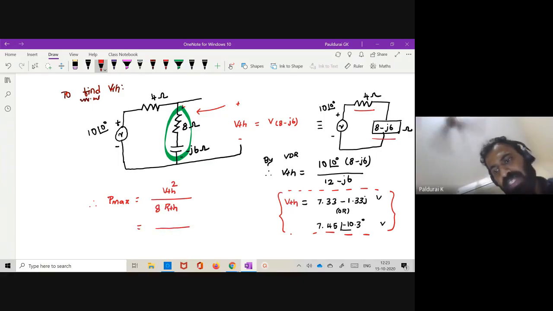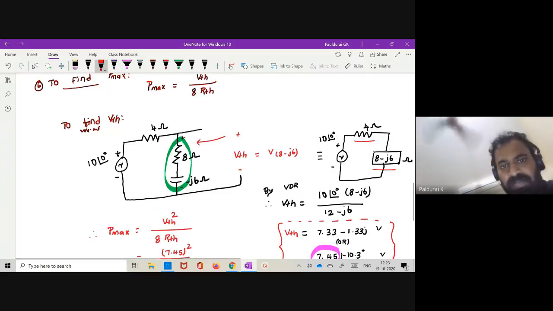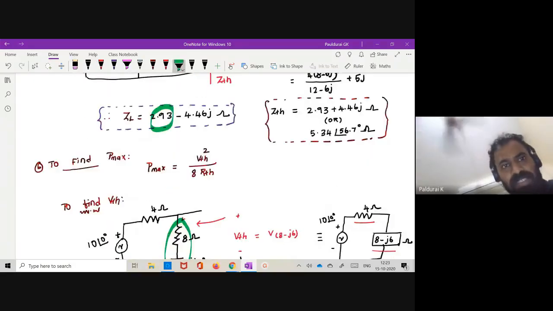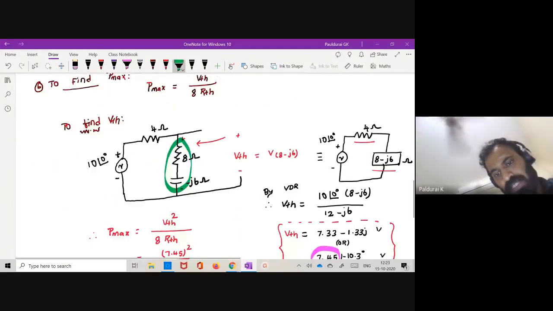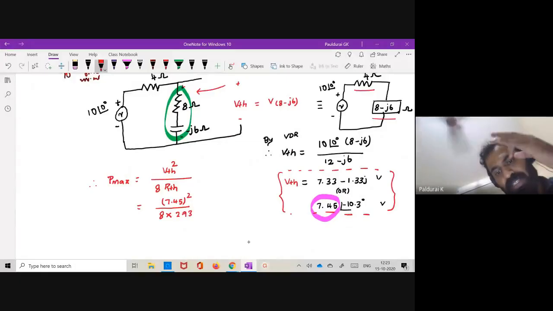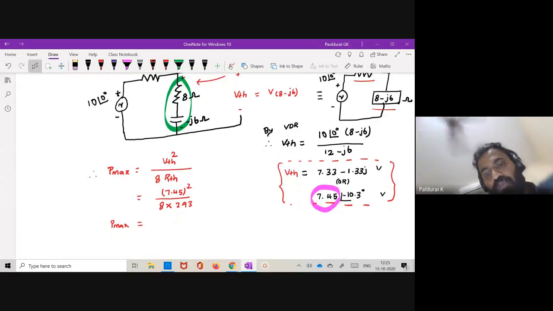VTH squared means take the magnitude, it is 7.45. So this is 7.45 squared divided by 8 times, what is my RTH? As I told you earlier, that is the real part of ZL. It is 2.93. Yeah, this is my maximum power. What is this value? Anyone? 7.45 the whole square divided by 8 times 2.93.